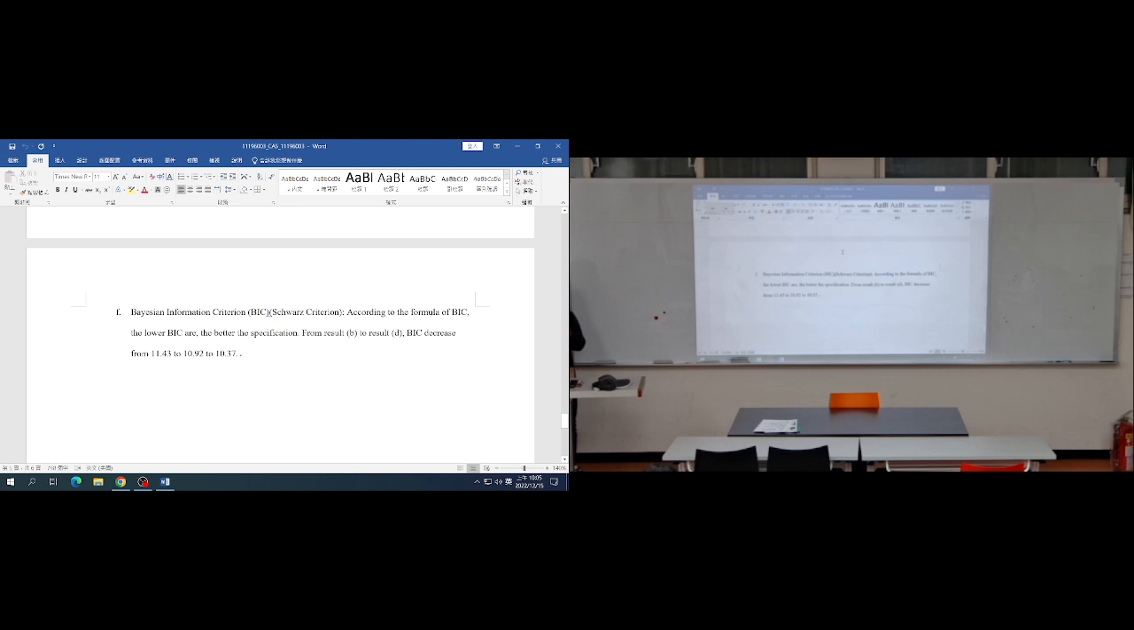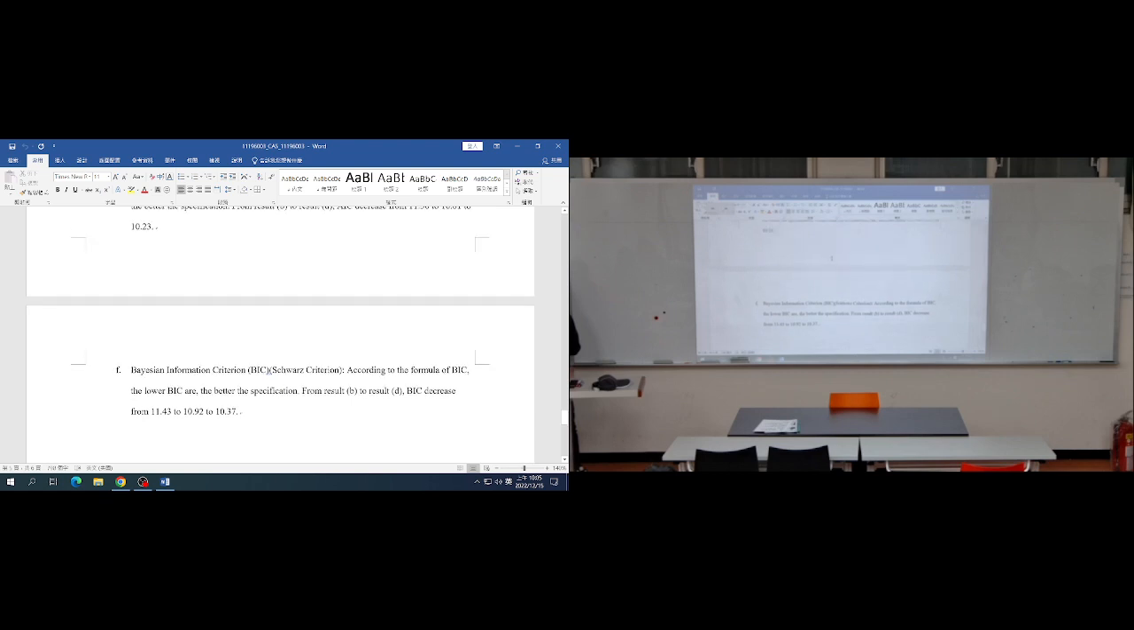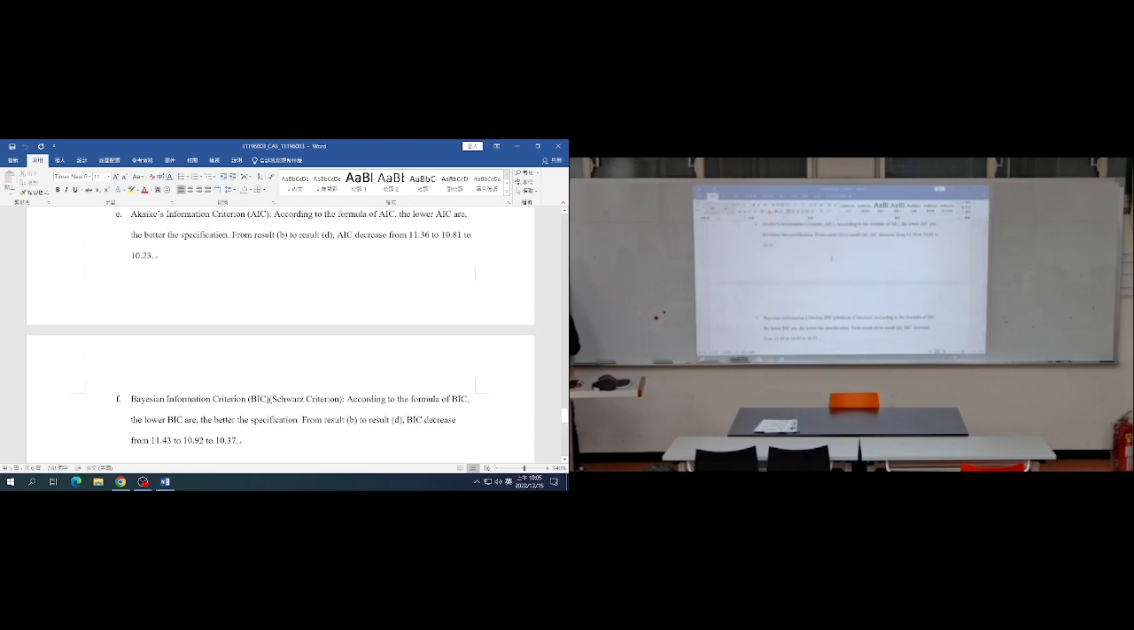I'm not sure if the textbook mentioned Hannan-Quinn's equation. No, we didn't. Oh, okay. It's not in our textbook. It's not in the textbook, but it shows on the output. Therefore, I would also say that this is similar information to AIC and BIC.